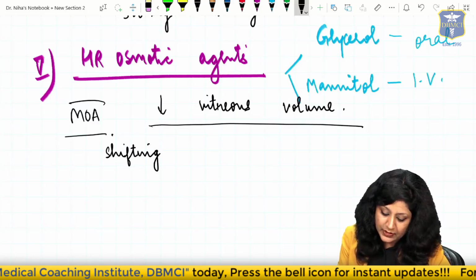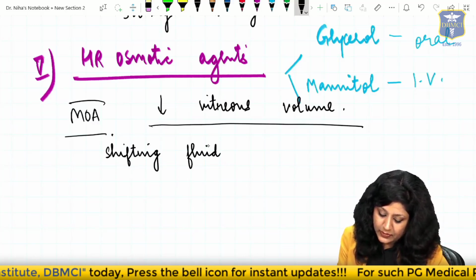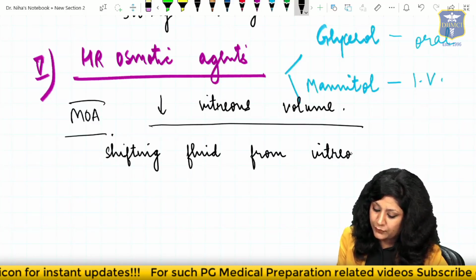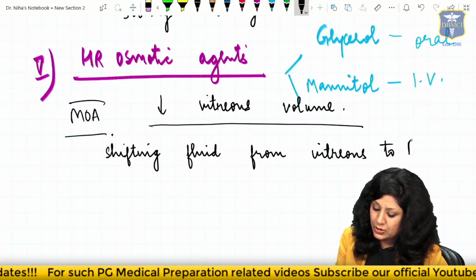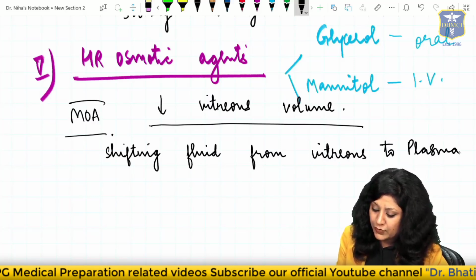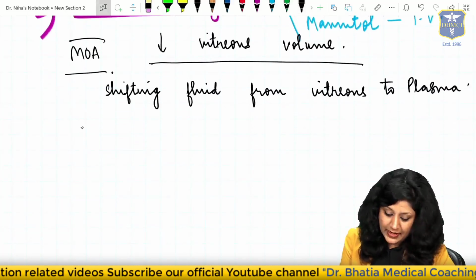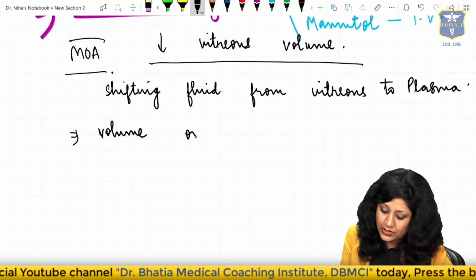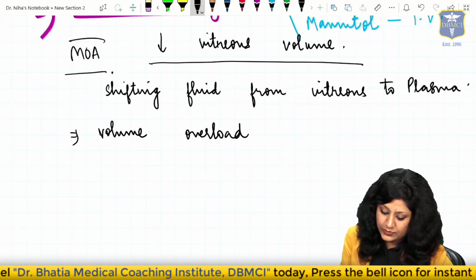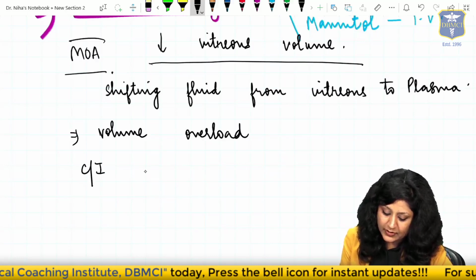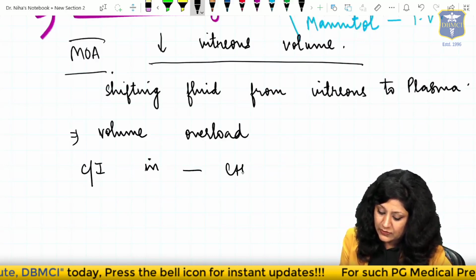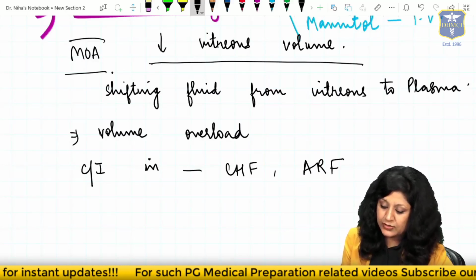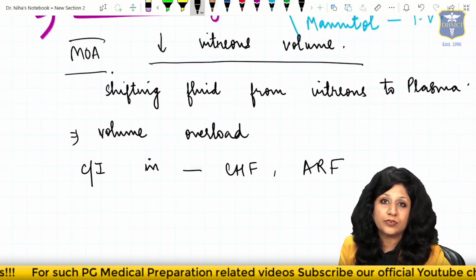They are shifting the fluid from the vitreous to the plasma. So, due to this shifting of the fluid, they can also cause volume overload. Therefore, they are contraindicated in congestive heart failure or acute renal failure. In all these conditions, they are contraindicated.